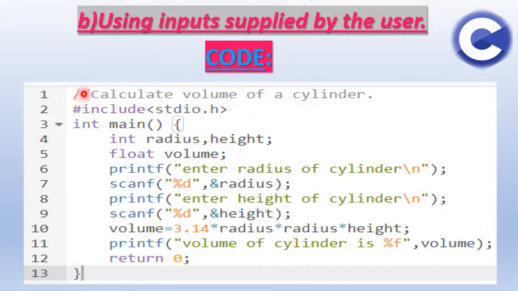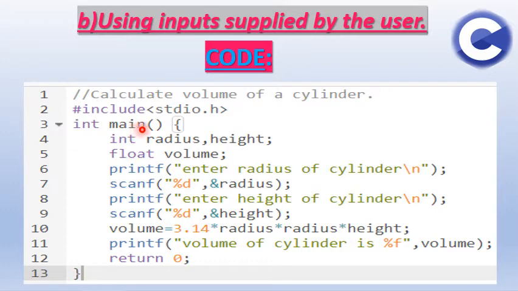I wrote these two forward slashes and then "calculate volume of cylinder". This is the syntax for comments. After the two forward slashes, whatever you write will not be considered by your compiler for execution. Then #include <stdio.h> is a header file, compulsory in C.